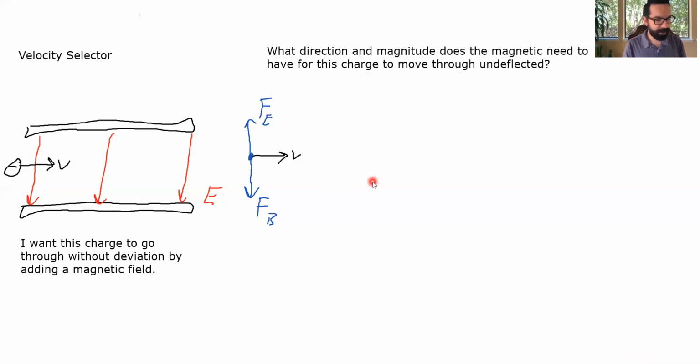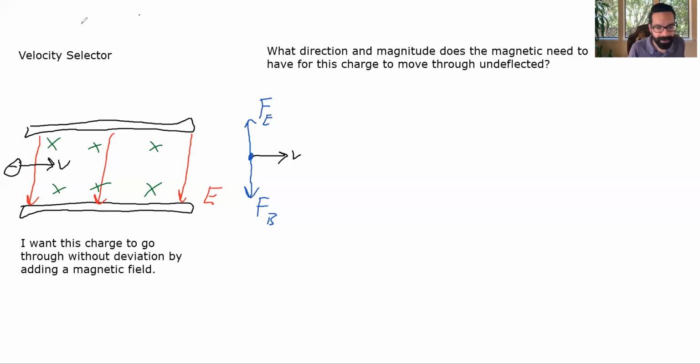So that would be our magnetic field. Let me draw that in our picture here. I'm going to add my magnetic field. We know the magnetic field is going into the page here. Going into the page will give us that force going in the opposite direction. It will give us a magnetic force going down.